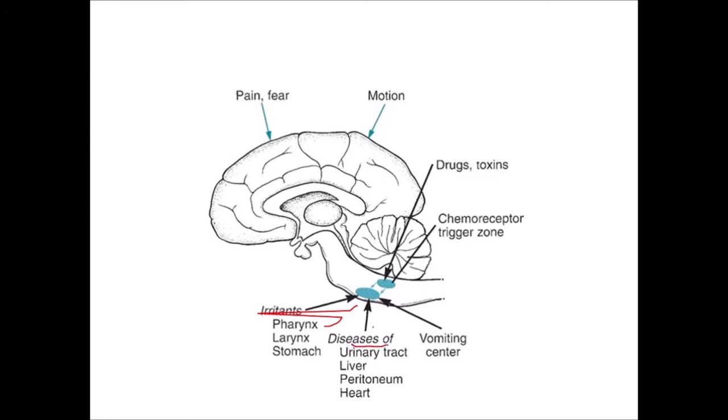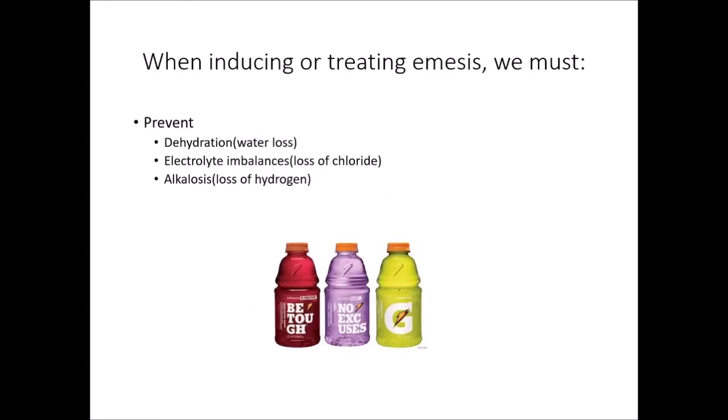So when we're inducing or treating emesis, either way, we need to prevent dehydration or water loss. We also need to prevent electrolyte imbalances, loss of chloride specifically. Chloride is what is lost with vomiting. And then we also need to prevent the loss of hydrogen. Alkalosis is the loss of hydrogen. It goes along with the loss of chloride.